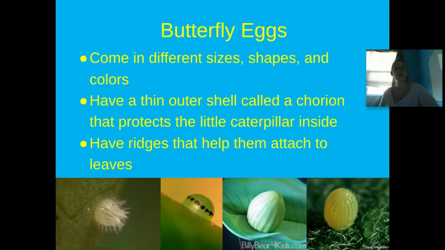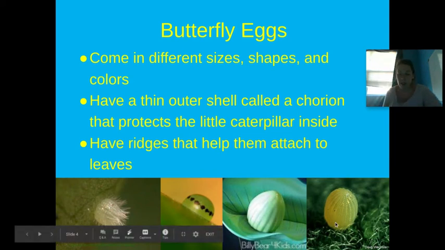Just going off of that, more about the butterfly eggs. They come in different shapes and sizes and colors. They have a thin outer shell called chorion that protects the little caterpillars inside. They have ridges. If you look at these images, the first one and the ending one both show the ridges really well. Those little ridges help them attach to the leaves or to the branches or whatever they're hanging on to.